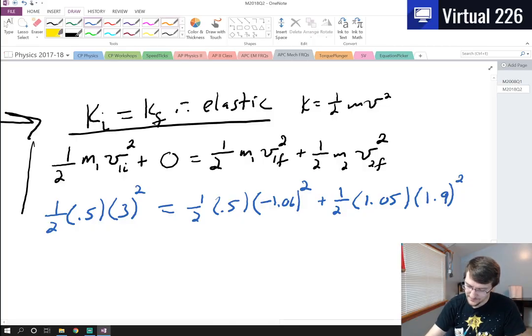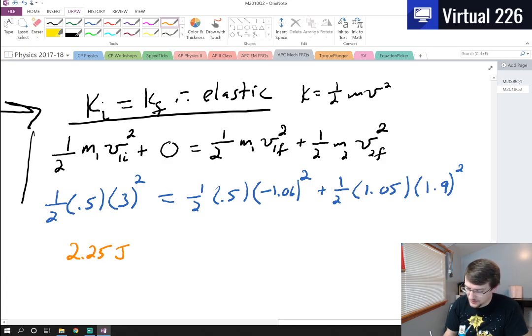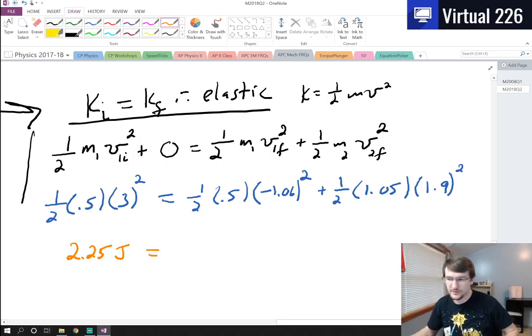Oh boy. Okay. So let's just get numbers for everything and see what happens here. 1/2 of 1/2 is 1/4. 1/4 of 9 is 2.25 because we do 4.5, 2.25. So that's going to be 2.25 joules because we're in energy here. That's going to equal, oh, this is not fun. Where's the calculator?